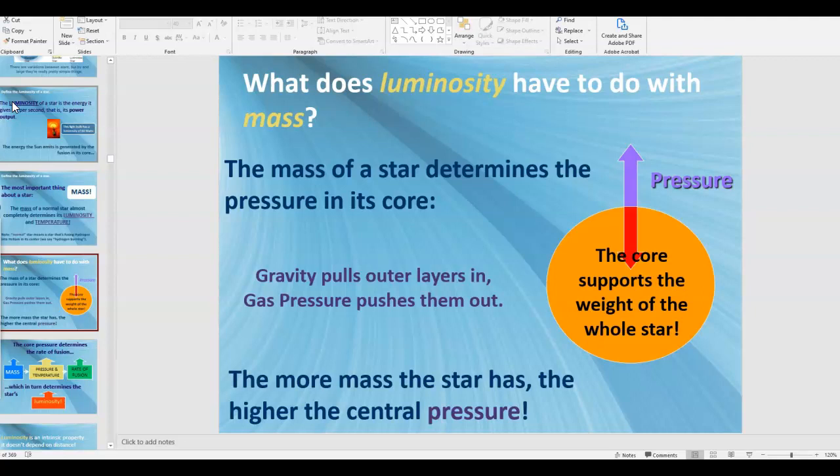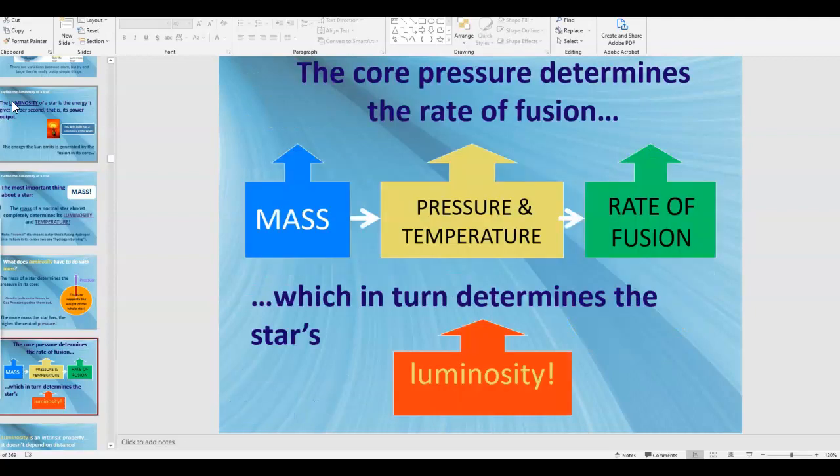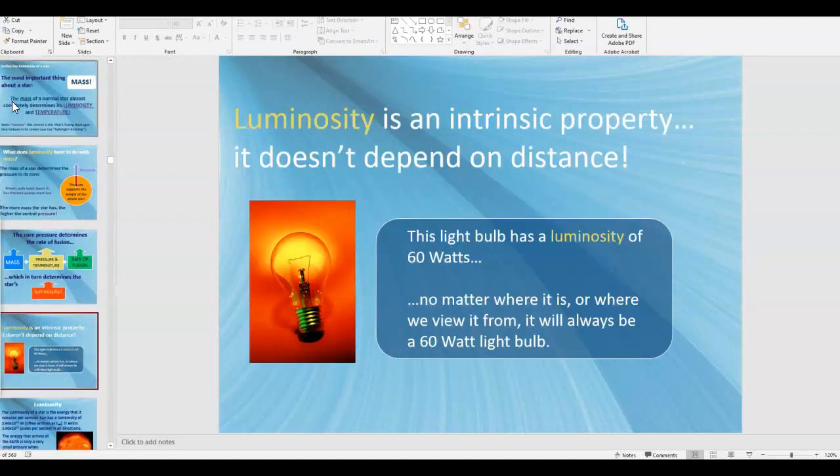Okay, so this is basically what I just talked about. Mass determines luminosity. And of course, the luminosity of a star is an intrinsic property. It doesn't depend on how you measure it or on distance. For example, a 60-watt light bulb is giving off 60 joules per second. That's the same whether you're right next to the light bulb or farther away from it. So luminosity of a star is an intrinsic property.